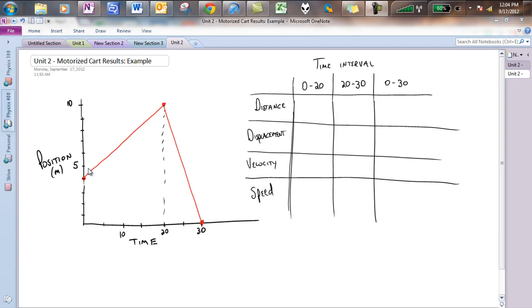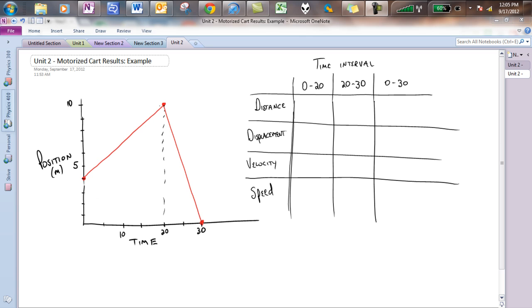We are taking a look at Unit 2 motorized cart results. We are actually going to do an example off of all those great vocabulary words we learned in the last video. So you'll see we have an example, a position versus time graph, and then a little data table that is going to be explaining the different parts of motion. You'll notice that in this graph right away you see one part of motion between 0 and 20 seconds.